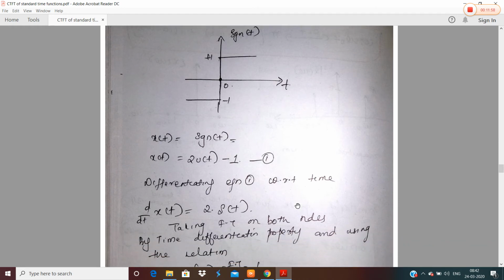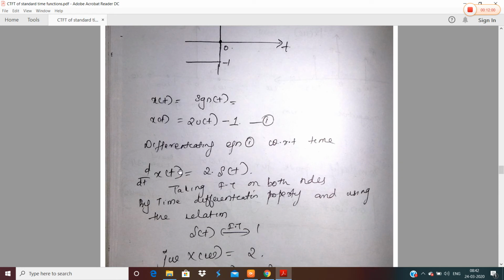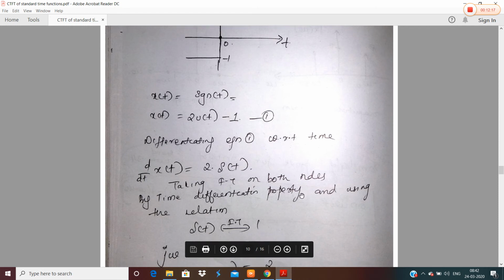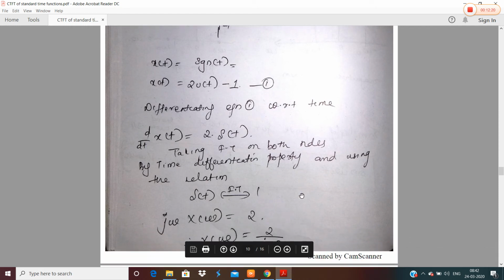And in order to find the Fourier transform, here we will just differentiate both the sides, d by dt of x of t, and on differentiating this u of t, you get it as 2 into delta of t, and we'll take the Fourier transform on both the sides. Here you are applying the time differentiation property, and time differentiation property gives that d by dt of x of t on differentiating in the time domain, we will have at the frequency domain as j omega into x of omega. That is your time differentiation property.